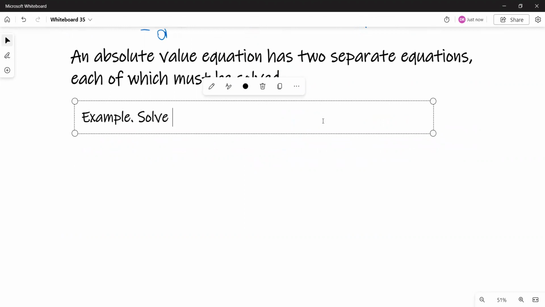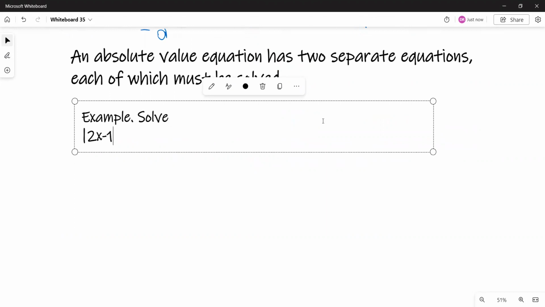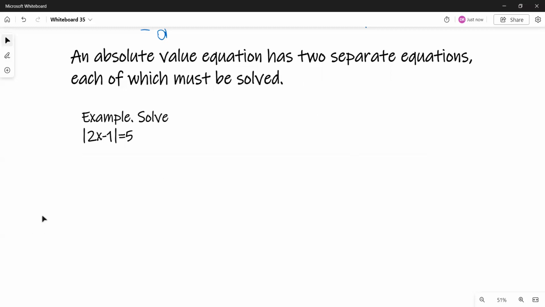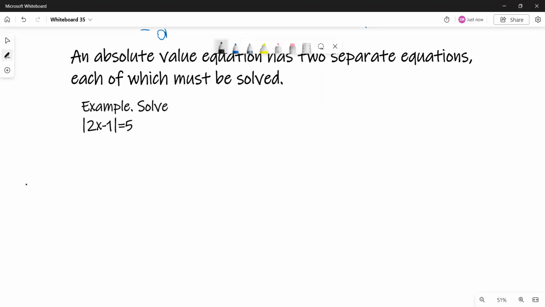The absolute value equation, absolute value of 2x minus 1 equals 5. This absolute value equation will result in two separate equations. If the absolute value of 2x minus 1 equals 5, either 2x minus 1 equals the opposite of 5, negative 5, or 2x minus 1 equals 5. And we know how to solve these equations.